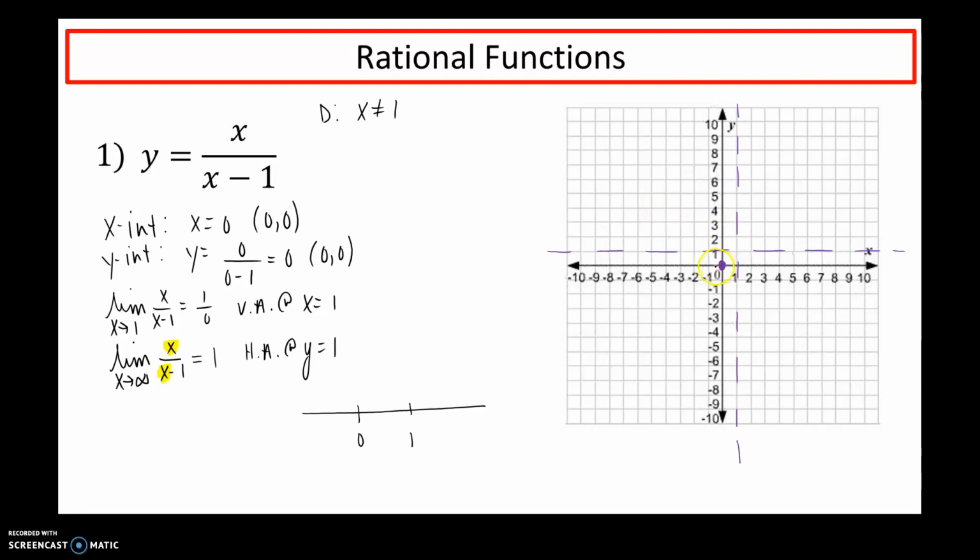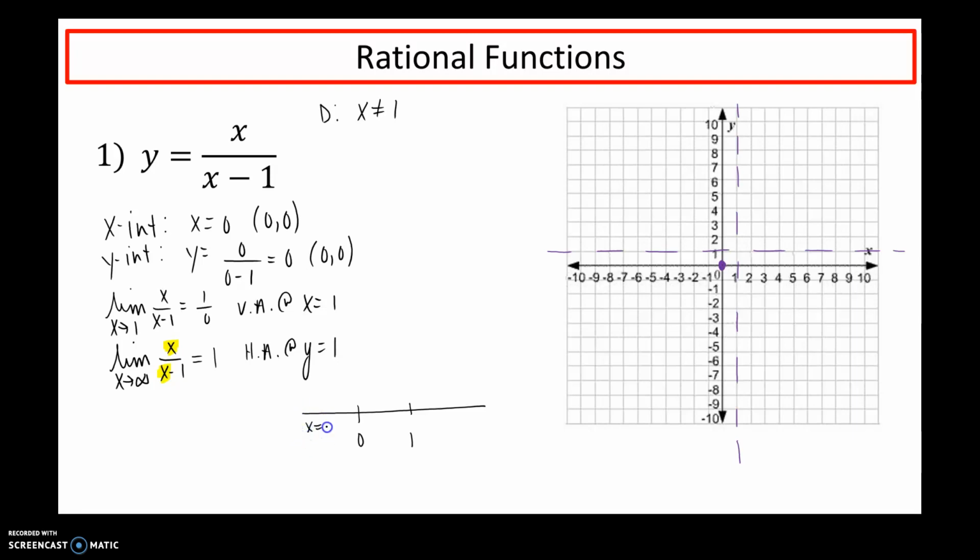So I'm going to have the same behavior for all values less than 0. I'll have the same behavior for all values between 0 and 1. And then I'll have the same behavior for all values bigger than 1, for x values bigger than 1. Now the asymptotes are going to make sense when we actually start drawing it. So these are sign analysis.